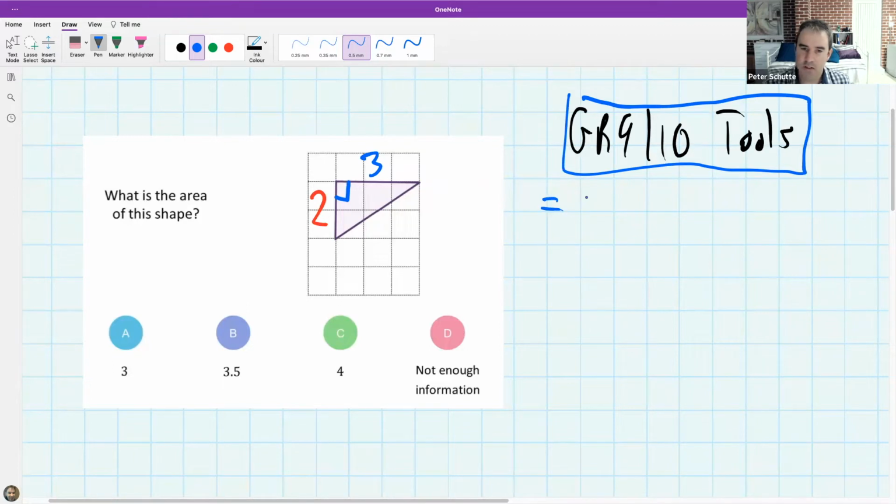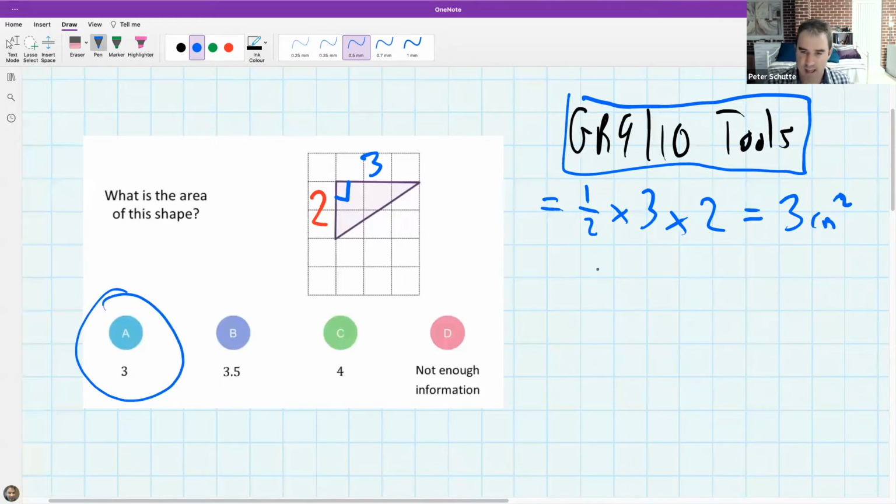So the order doesn't really matter, but I think most of you would go a half, and you'd say the base was, say, 2, or maybe you'd say the base is 3. It doesn't really matter. The base is 3, and then you'd say the height is 2, because we've got that right angle. And the answer would be 3 units squared, or 3 centimeters squared, which is option A.